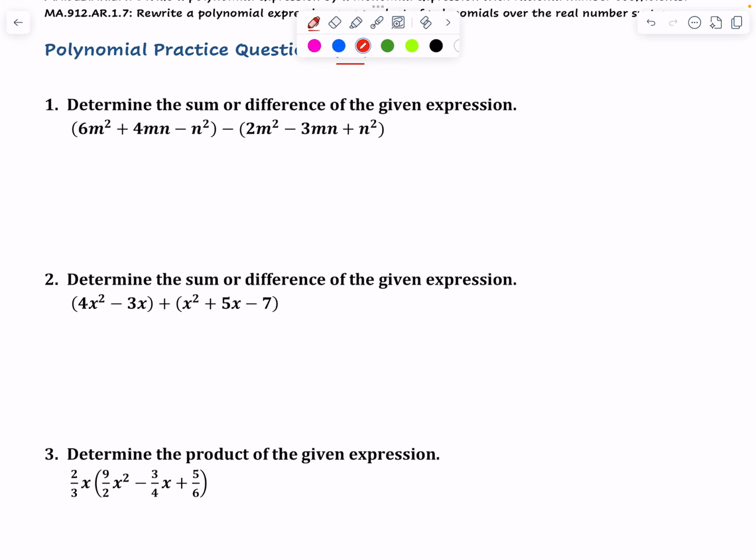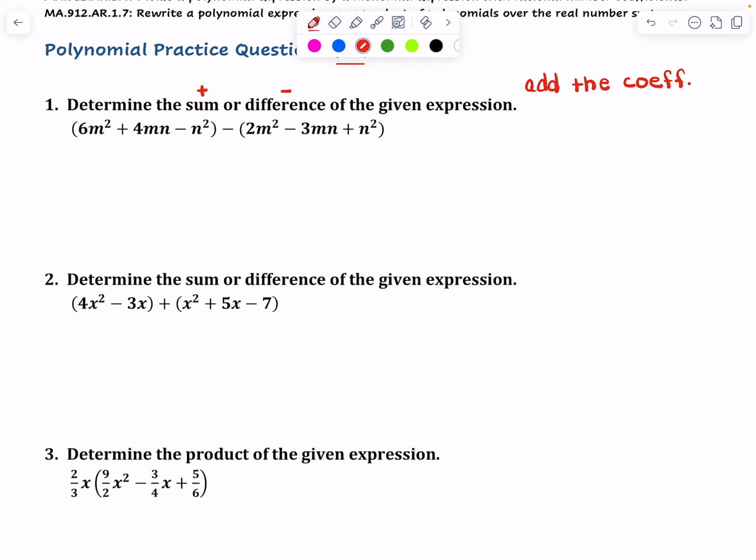So for this first one, determine the sum or difference of the given expression. Remember that sum means to add, difference means to subtract. And when we're adding and subtracting polynomial expressions, we do not add the exponents. We add the coefficients and keep the variable term the same. So add or subtract the coefficients. Keep the variable term the same.